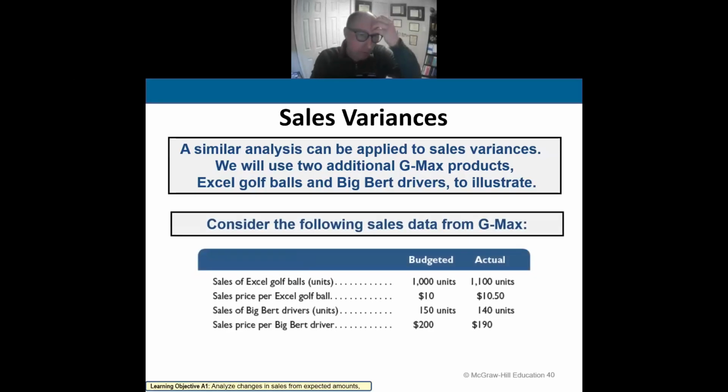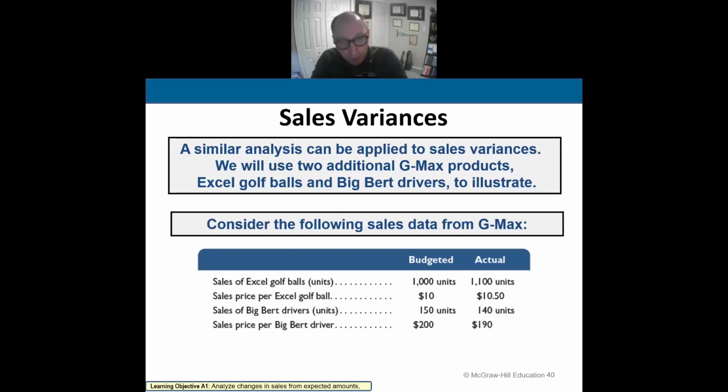So here we go. We expected to sell 1,000 golf balls. We actually sold 1,100. The expected sales price was $10 per box of golf balls, I guess. The actual sales price was $10.50, so we sold it for 50 cents more than we expected. We also sold 100 units more than what we expected.